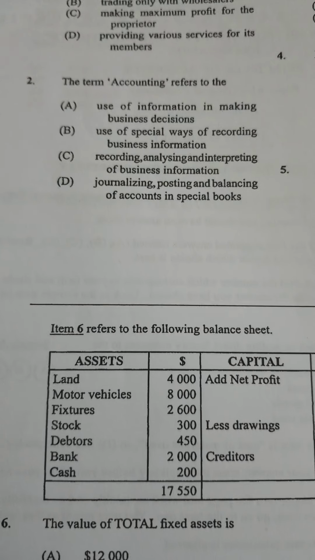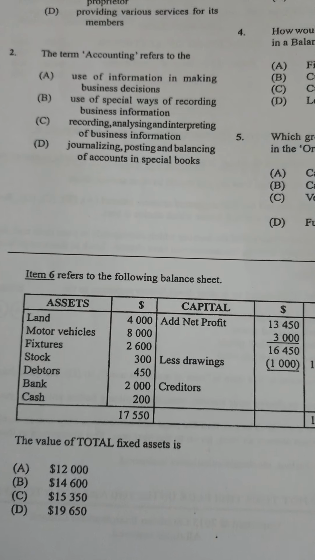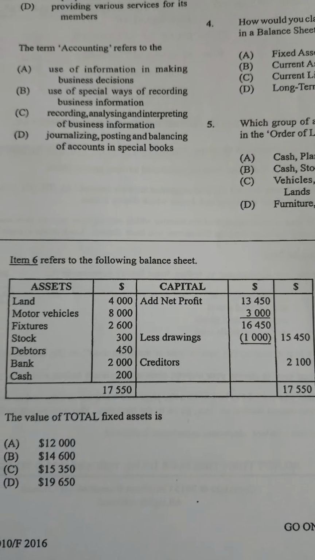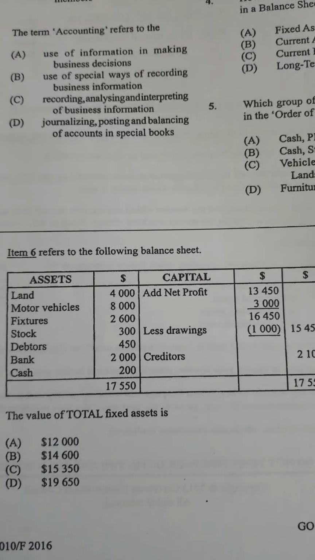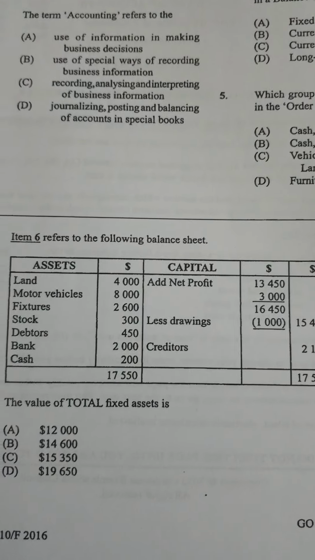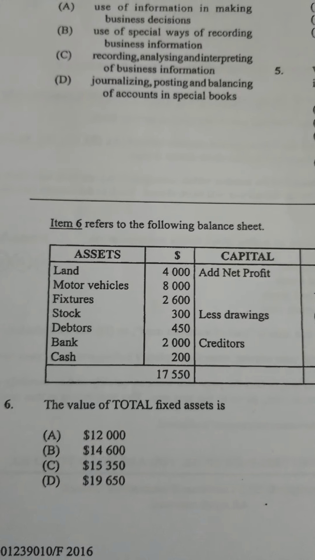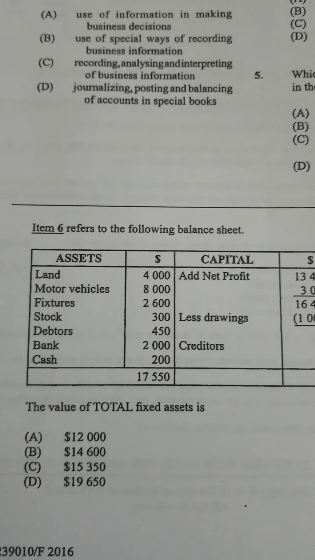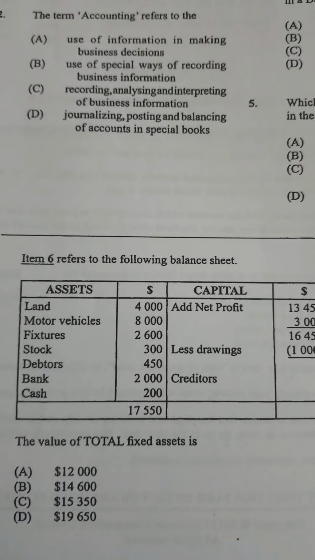Item 6 refers to the following balance sheet. And they have now given us a table with the assets and the liabilities representing the balance sheet. And our question is, what is the value of the fixed asset?